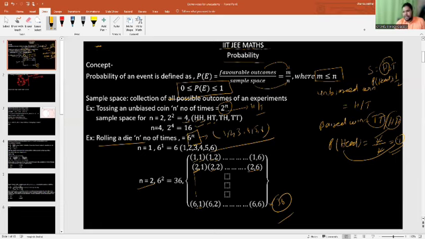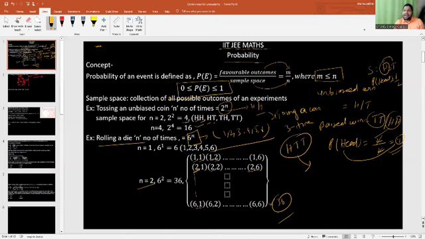So if I'm tossing a coin 3 times, what are the favorable outcomes of getting head exactly 1 time? See, 1 time head and 2 times it should be tail. That is my favorable outcomes. It should be 1 time head and 2 times tail.